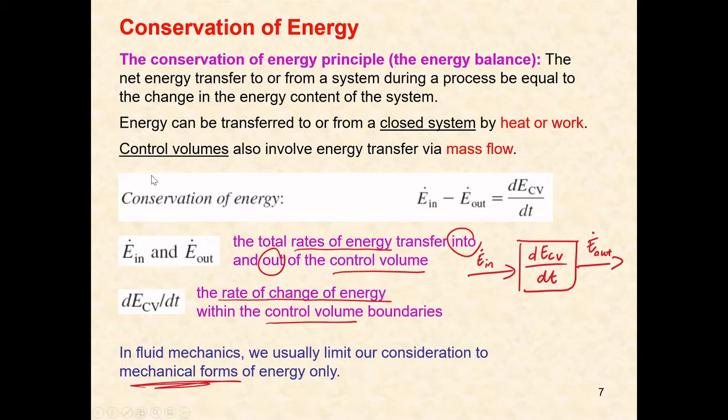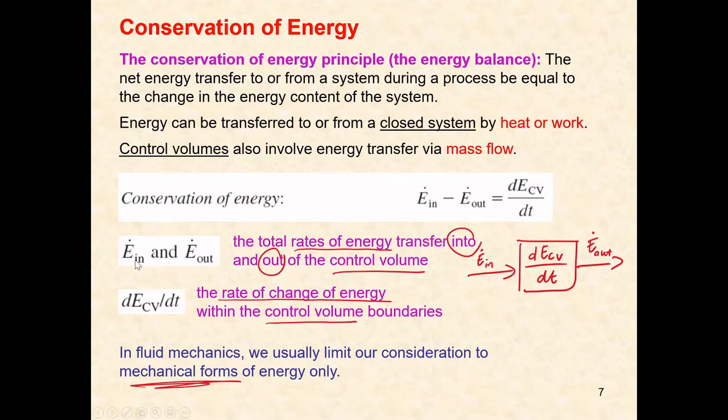Alright, so now let us look at the conservation of energy. Conservation of energy basically means the rate of energy entering minus the rate of energy leaving gives you the rate of energy change within the control volume. If the energy entering is more than the energy leaving the system, you have an increasing energy of the system with time. If the incoming energy is lower than the outgoing energy, you have a decreasing energy of the system with time.